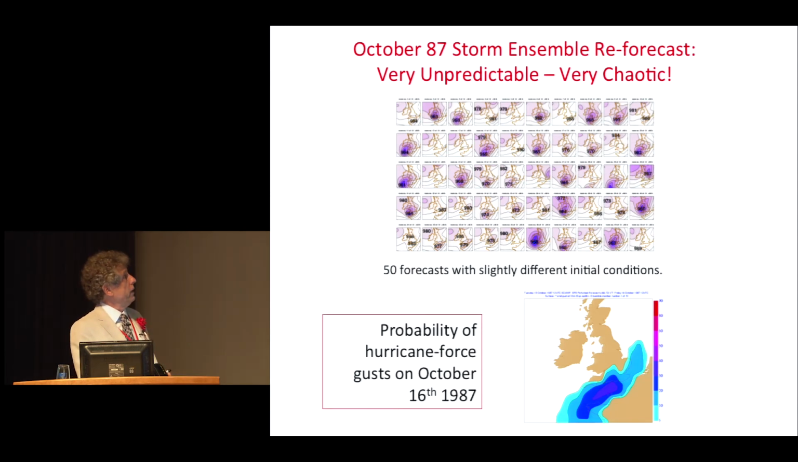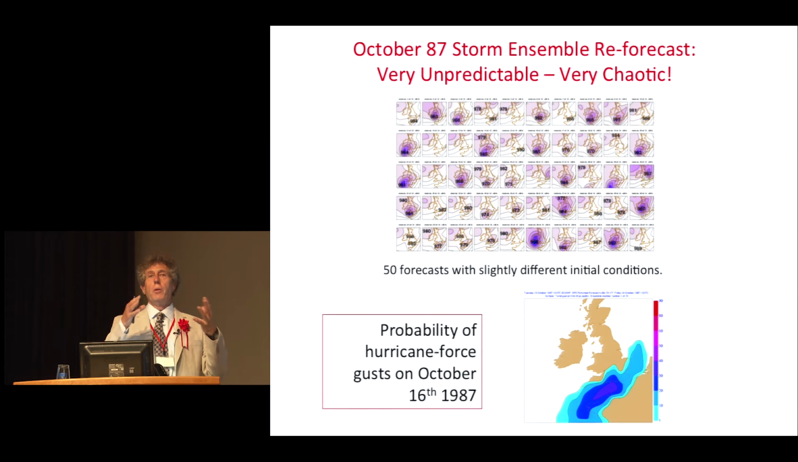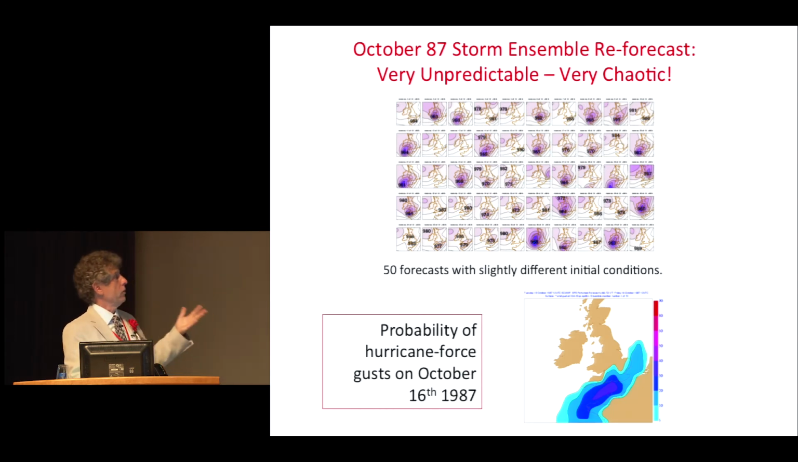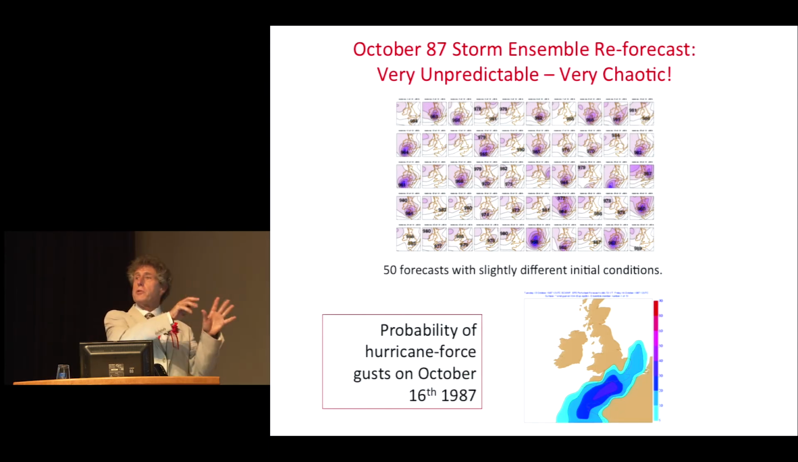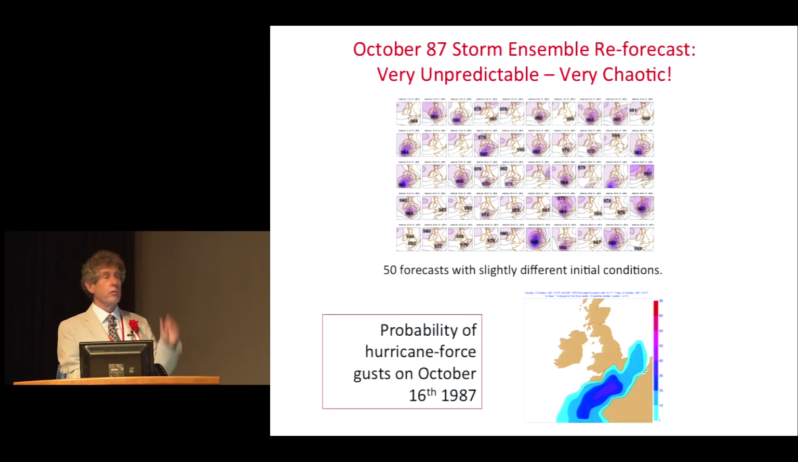So, for example, we've been able to retrospectively run the October 1987 storm in this ensemble framework. So this was something we did just a few years ago. Something that wasn't possible at the time, but is possible now. So here are 50 forecasts. This is the UK here, and this is a surface pressure map. But 50 forecasts from, again, almost but not quite identical starting conditions.